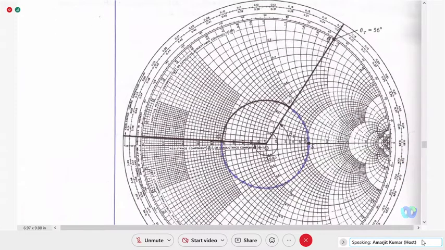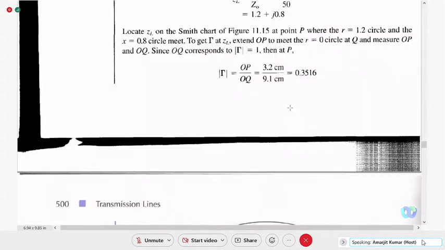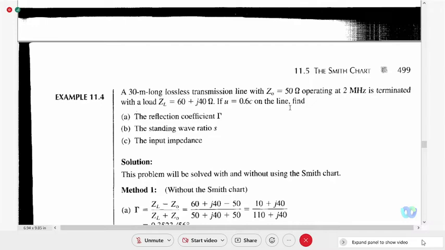So 1.2, where is 1.2? The 1.2 resistance circle is here. X is equal to 0.8, where 0.8 is here. So the intersection of this circle and 0.8, here is your load, ZL. This is your load. So now the question is how to calculate the reflection coefficient. We have done the load point. So what will be the reflection coefficient, magnitude and angle both?